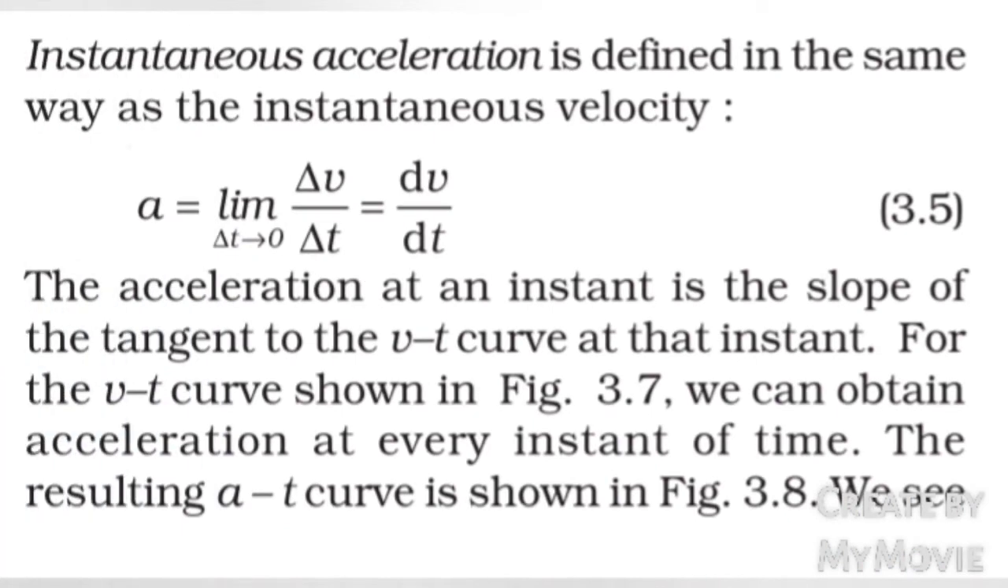Instantaneous acceleration is defined in the same way as the instantaneous velocity. Acceleration equals limit delta v by delta t as delta t tends to 0, which equals dv by dt. The acceleration at an instant is the slope of the tangent to the vt curve at that instant. For the vt curve shown in figure 3.7, we can obtain acceleration at every instant of time. The resulting at curve is shown in figure 3.8.